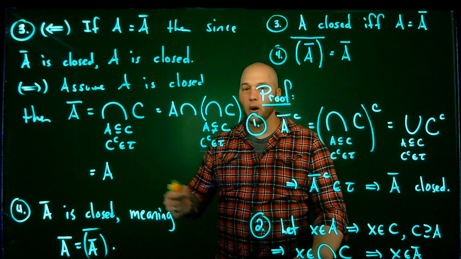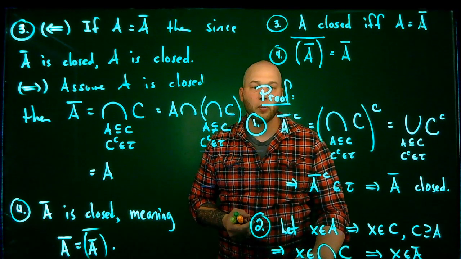Okay. So there's four basic assertions along with their proofs for properties of closure of a set.